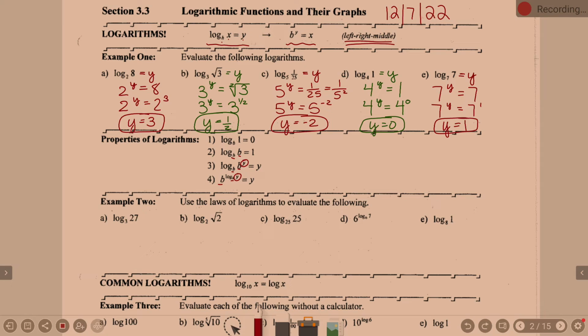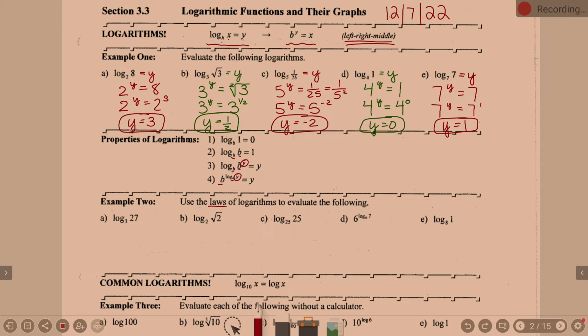So, example 2. Let's go through these. Again, we're not touching the calculators yet. We're just evaluating, but we're using the laws up above.